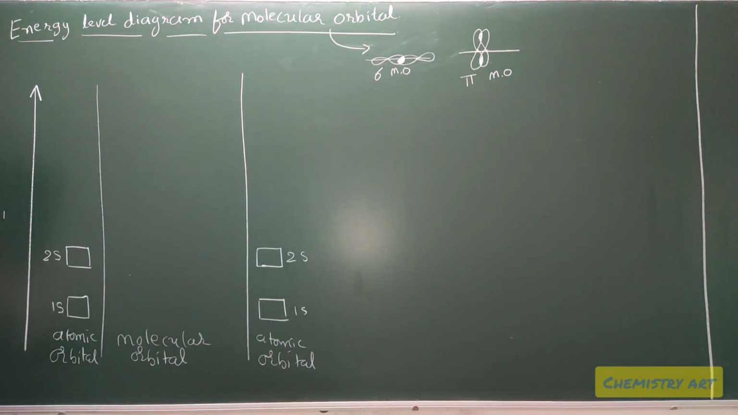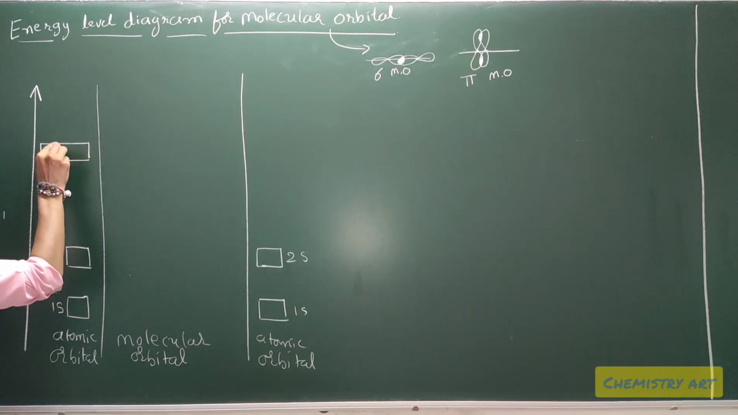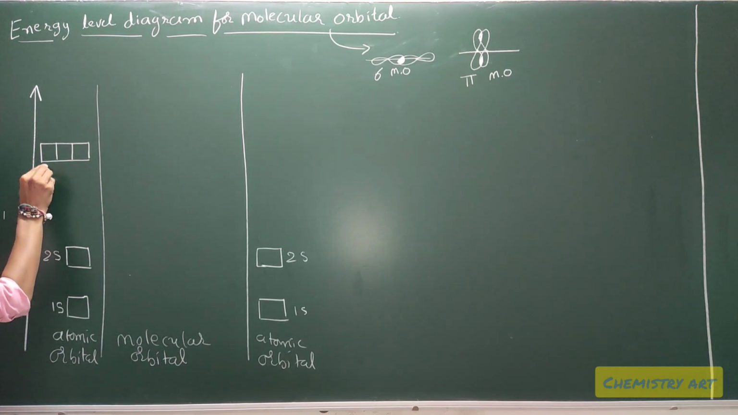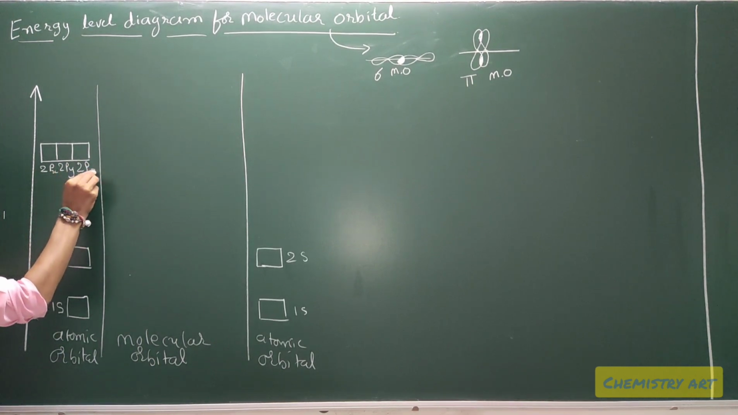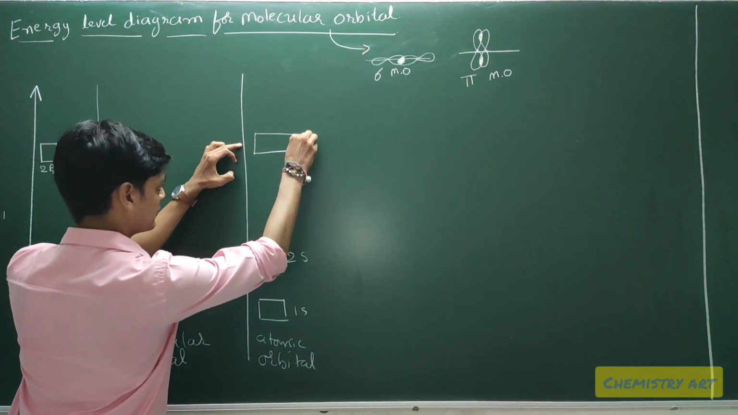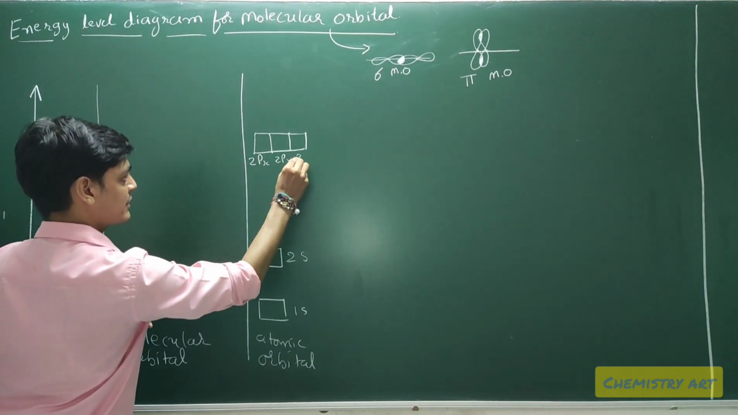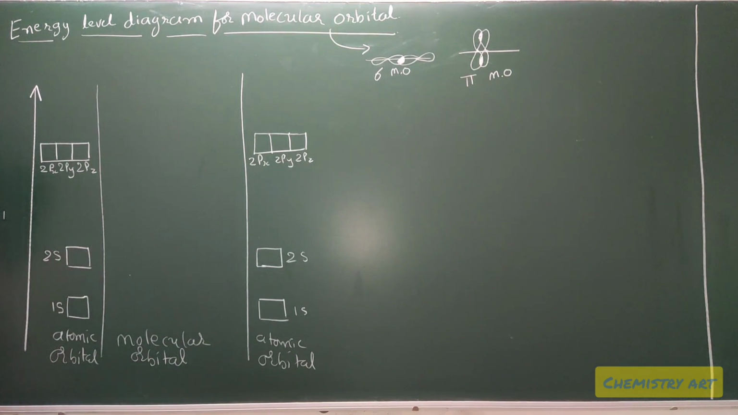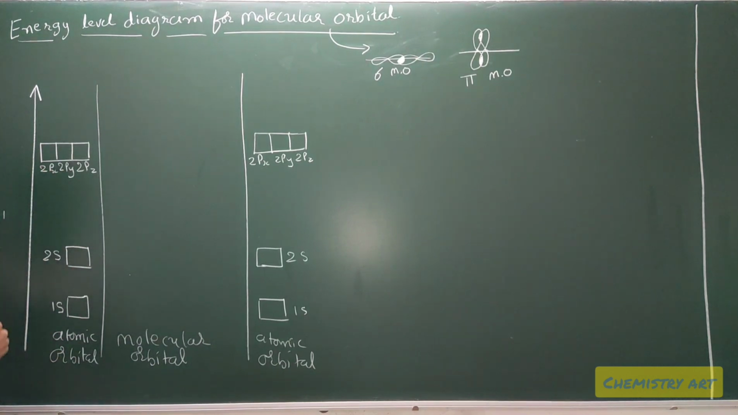And then after s we have the p orbitals, as we know, that is 2p: 2px, 2py and 2pz. Just like that, here we have to draw 2px, 2py and 2pz. Now these are the order of the atomic orbitals: first 1s, then 2s, then 2p. 1s has less energy, 2s has slightly more energy, and 2p has more energy than 1s and 2s.